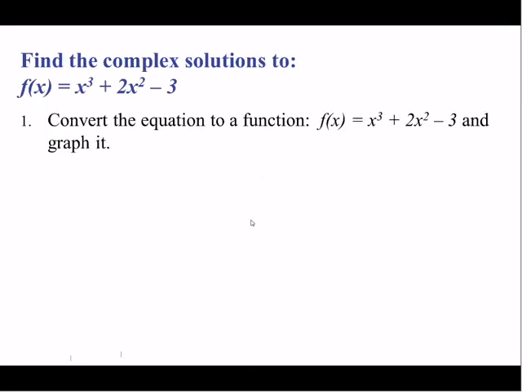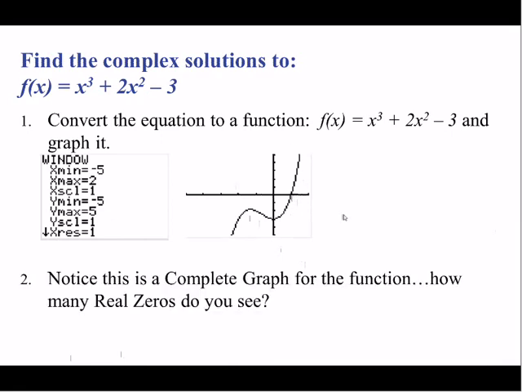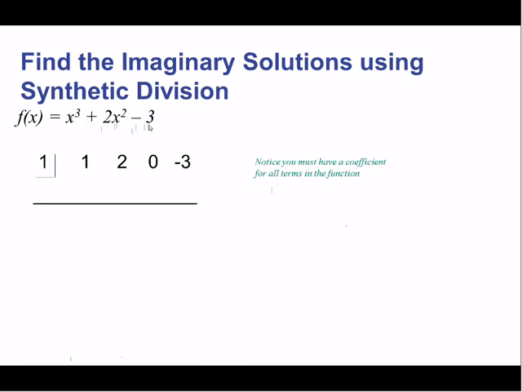So we're going to convert it and graph it using this window setting. And you see that, yep, I have one real zero, and I'm looking at the complete graph, which means I must have two complex imaginary zeros. There's one real, so again we have two imaginary. Remember, imaginary zeros always go in pairs. So we take the leading coefficients, but remember we have to have every term, x cubed, x squared, x, and then a constant, and I don't have an x, so that's why I have a zero here. And we go through our process of multiplying by what I know to be the zero at x equals 1, making sure I get a 0.